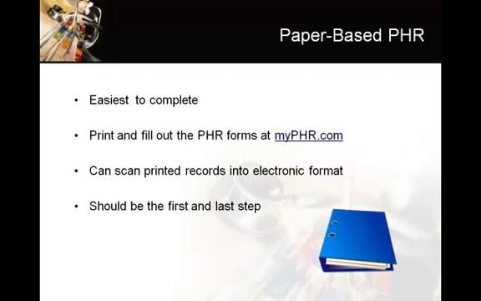The most basic option of a PHR is the paper-based version, or hard copy. It is the easiest to complete, and to get you started you can print and fill out the forms that are available on myphr.com. Later on, those forms can be scanned into an electronic format onto your computer. This really should be the first and the last step. And it's the last step because even if you do have an electronic PHR, you could actually print it up and use this as a backup hard copy.